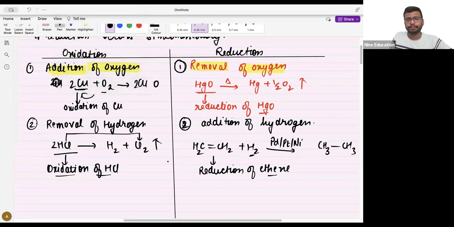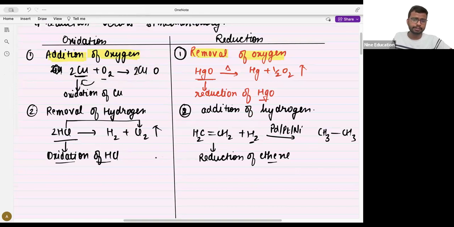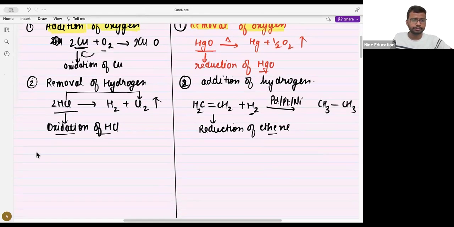Simple it is. So removal of hydrogen is known as oxidation, and addition of oxygen is known as oxidation, and removal of oxygen is known as reduction, and addition of hydrogen is known as reduction. Done. A little tricky it is to learn.